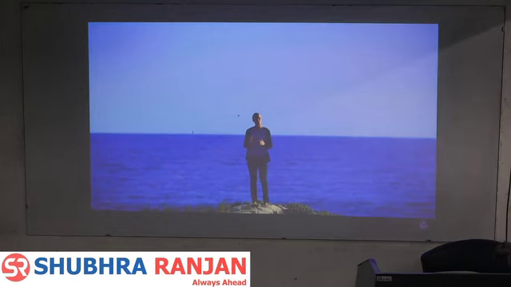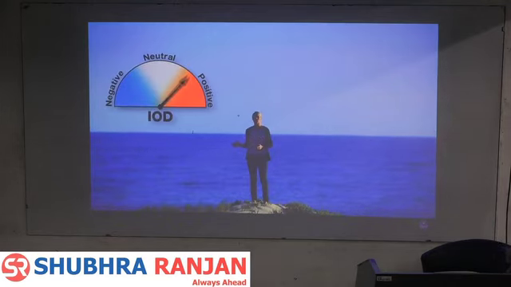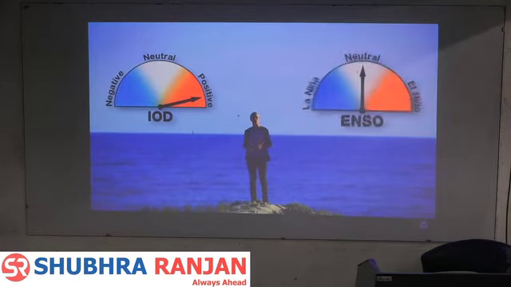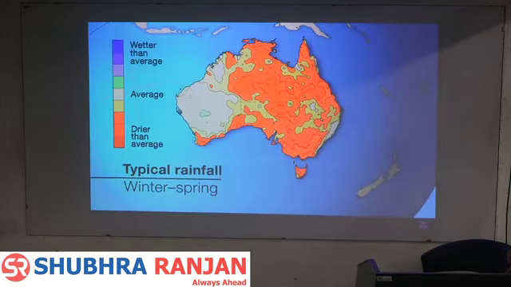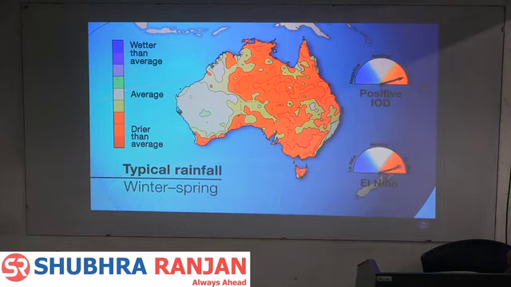Often, but not always, a positive IOD coincides with the drying influence of the El Niño in the Pacific, both drawing rainfall away from Australia. For southeast Australia, this can cause the failure of critical winter-spring rains.